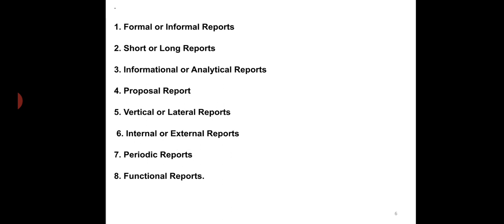Then the research report related to business is again divided into so many different types. Here, 8 types of report are mentioned, that is formal or informal report. So formal report means it is a structured method of a report, which is prepared in a prescribed form and is presented according to an established procedure to a prescribed authority.